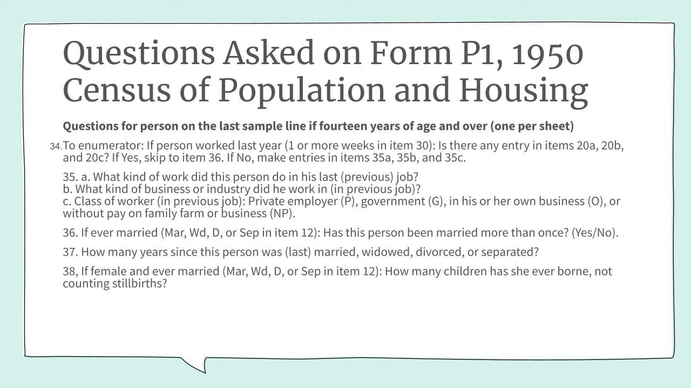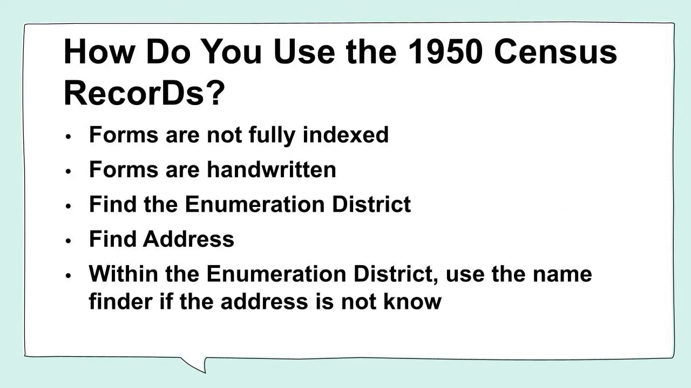Item 36: if ever married, widowed, divorced, or separated in item 12, has this person been married more than once? Interesting question. How many years since this person was last married, widowed, divorced, or separated? If a female, and ever married, widowed, divorced, or separated in item 12, how many children has she ever born, not counting stillbirths? That's a tremendous wealth of information as you go through and look at it for an individual.